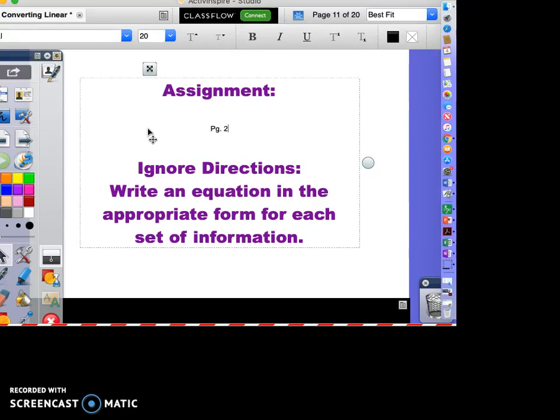Numbers 1 through 5, 7, 17, 18, 21 through 22, and 24. Oh, and just do the point slope form today.